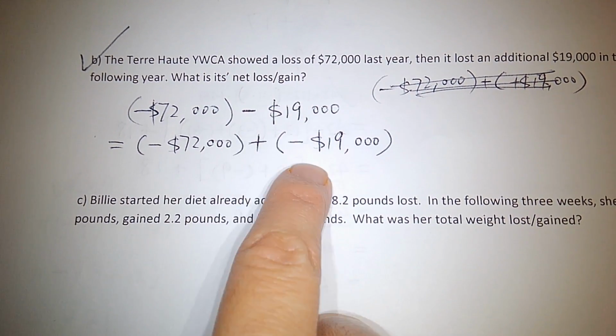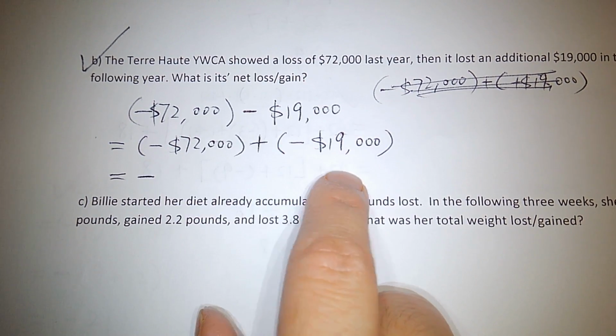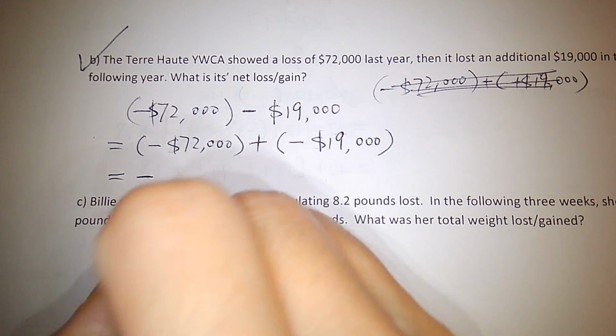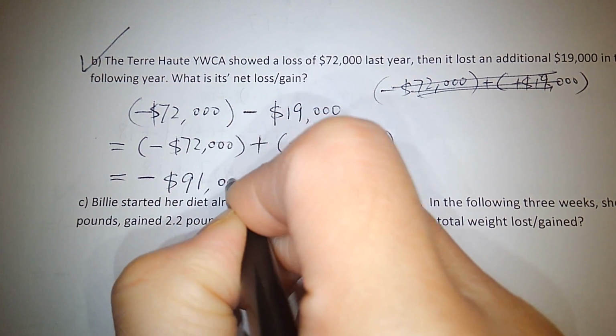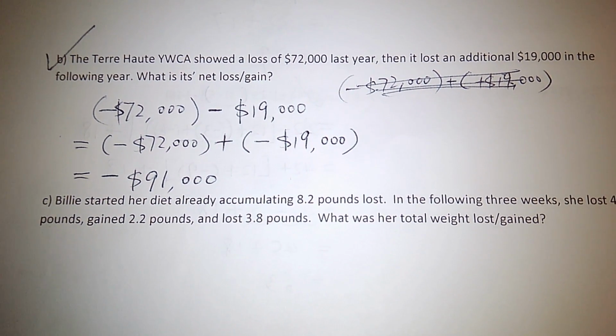Alright, both negative, keep the same negative sign. Add the absolute values. It should be 91,000, right? Everybody?